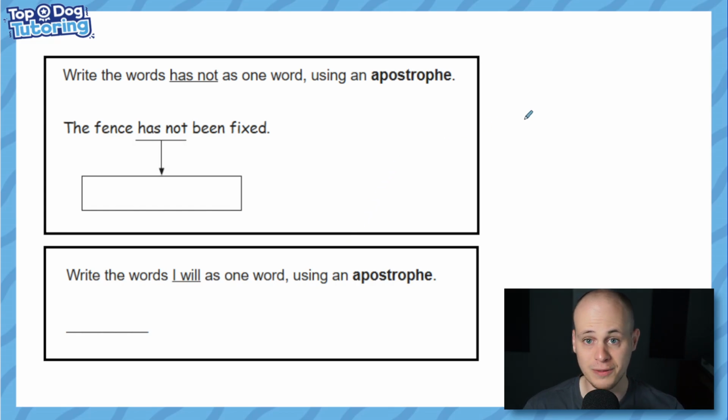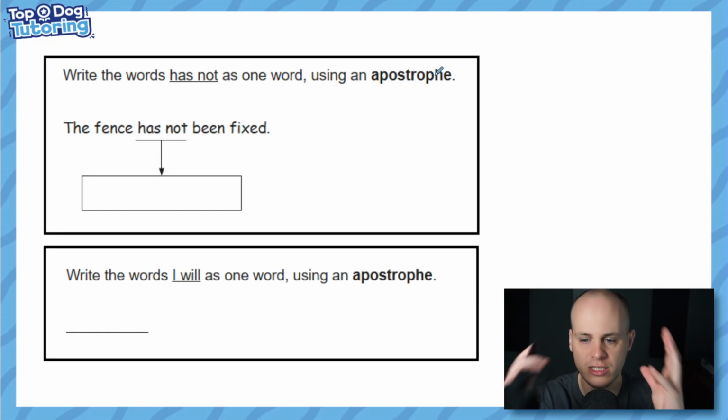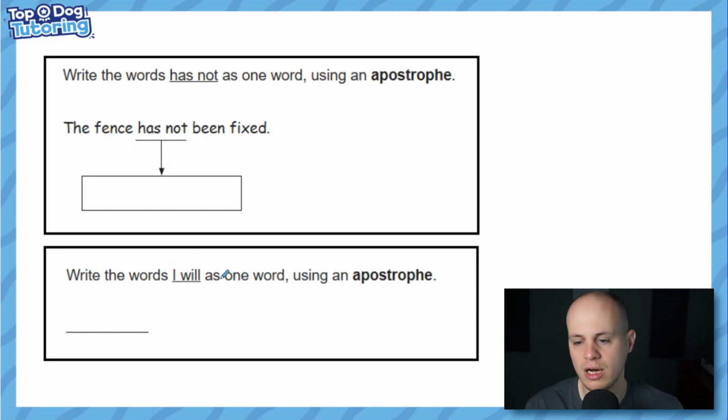Okay, what we're going to do is we're looking at loads of questions from past SATs papers, the GPS papers, and we're going to be drawing out some learning from them. So let's start at the basics, yeah? Let's get ourselves warmed up with apostrophes for contraction. Because look at these questions. It says, write the words has not as one word using an apostrophe. In other words, contract it into one word. Same with this one. Write the words I will using one word.